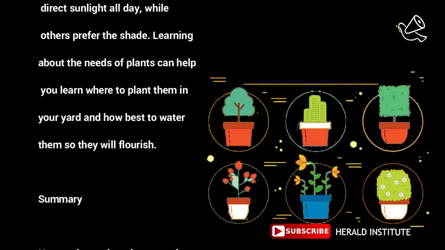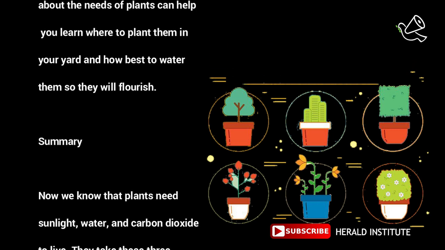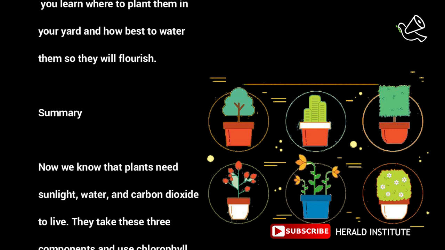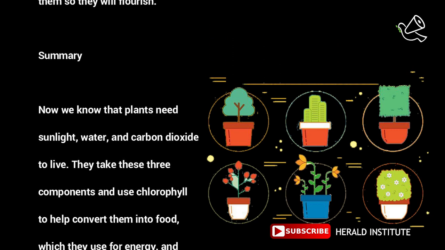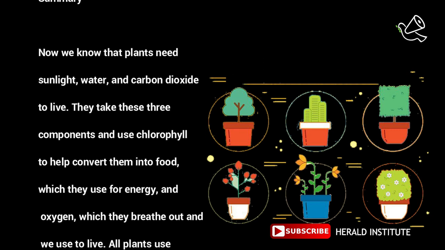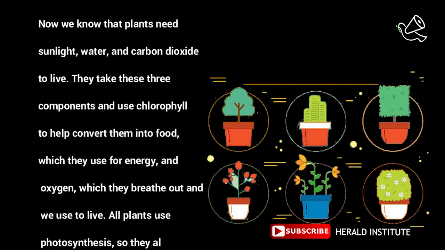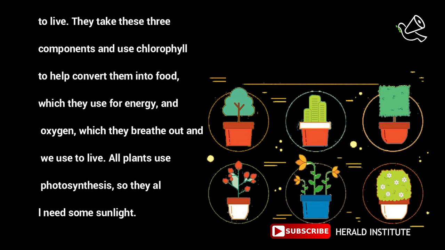Summary. Now we know that plants need sunlight, water, and carbon dioxide to live. They take these three components and they use chlorophyll to help convert them into food, which they use for energy, and oxygen, which they breathe out and we use to live. All plants use photosynthesis, so they all need some sunlight.